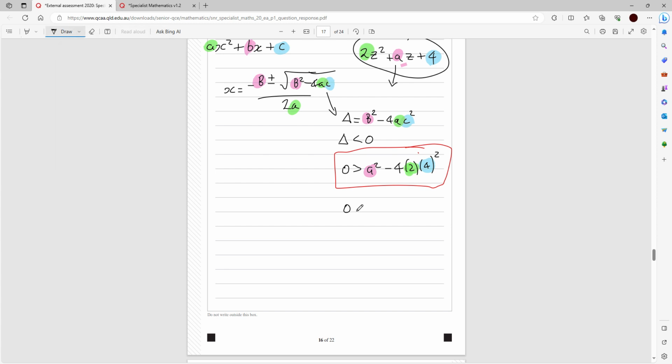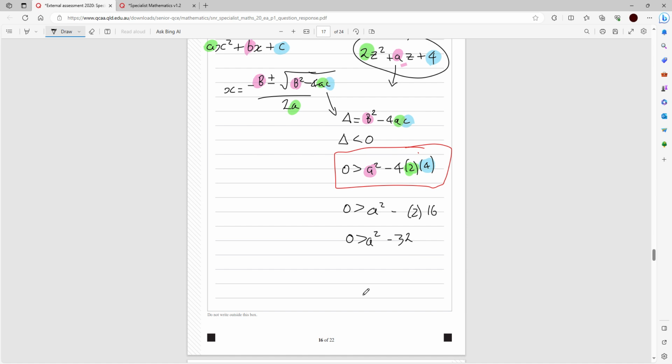So 0 is less than a squared minus 4 times 2. 4 squared is 16. So 16 times 2. Plus 4. Yep. Oh, that's not c squared. Sorry, that's not c squared. So you get negative 32. So 0 is less than a squared minus 32. Not 36, 32, sorry.